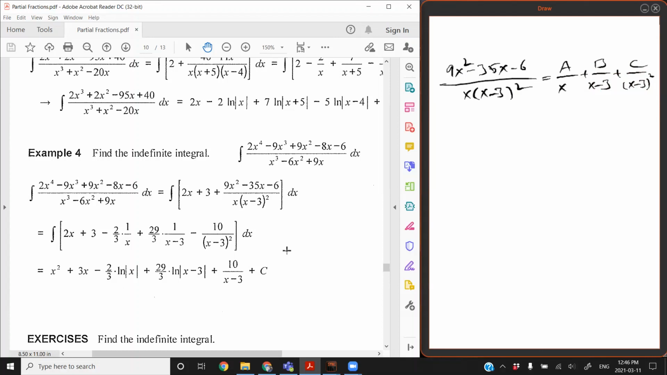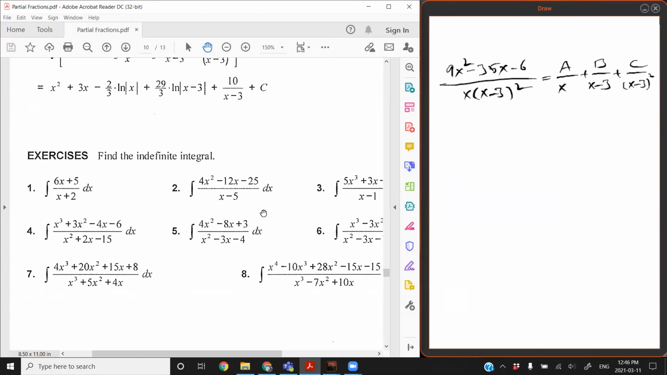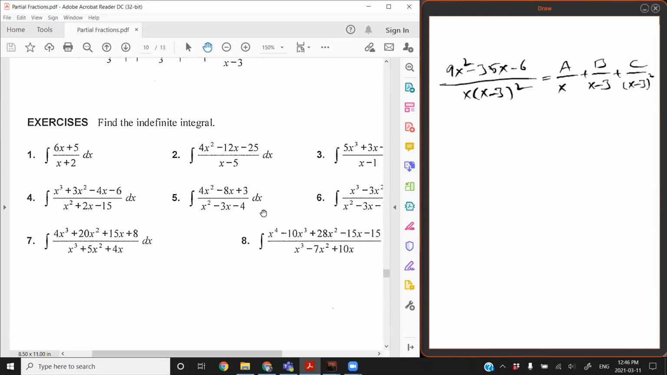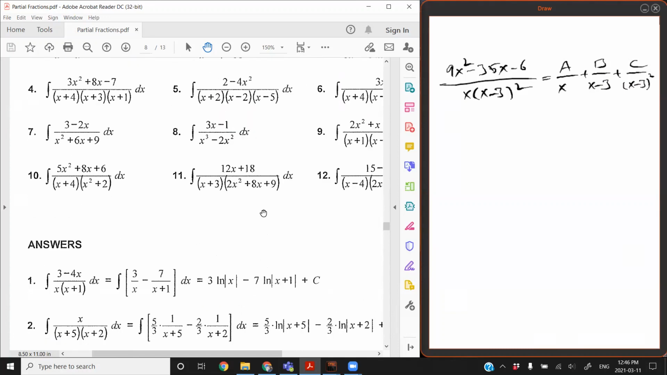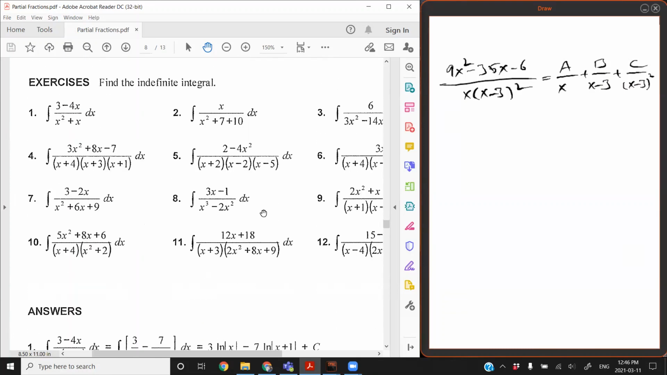Are we good? Okay, so I want you to work on these exercises from part B and part C. All the exercises here in part B, they are proper rational expressions. That is, the degree of the numerator is less than the degree of the denominator. That is, for these ones, you will not need to do any long division.